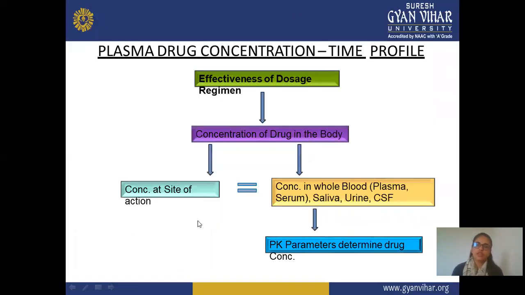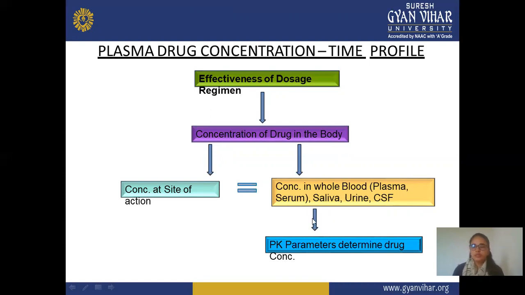Next is the flowchart or diagrammatic representation of plasma drug concentration. The effectiveness of a drug dose, as you know, depends on the concentration of the drug in the body, meaning how much drug is available in your body for a particular dose regimen. This is further divided into two parts: concentration at the site of action, or concentration in whole blood, that is plasma, serum, saliva, urine, CSF.